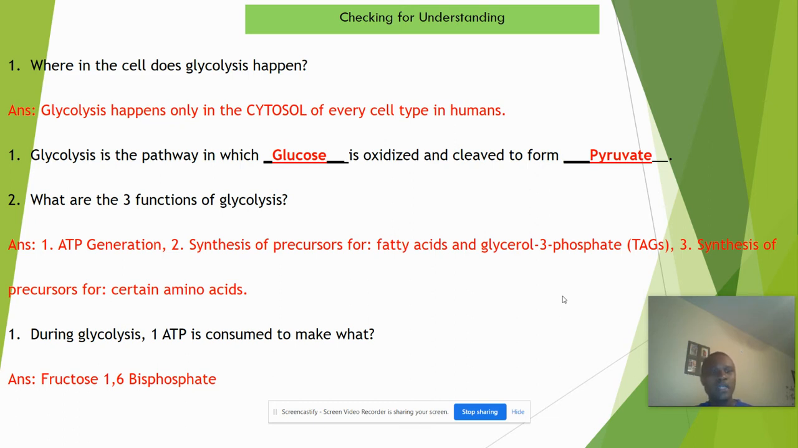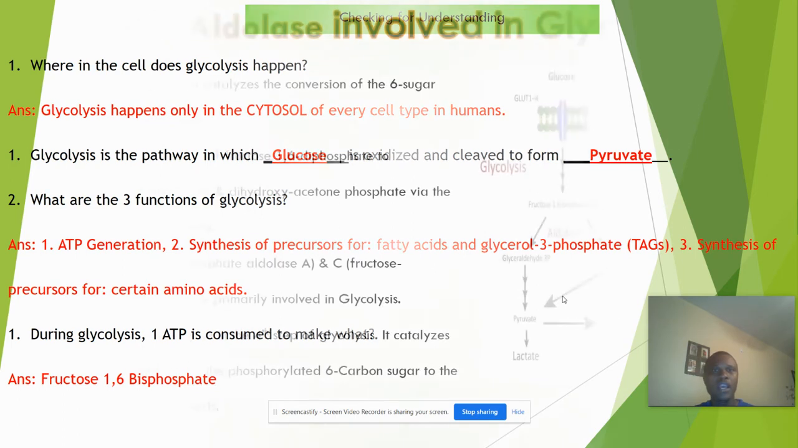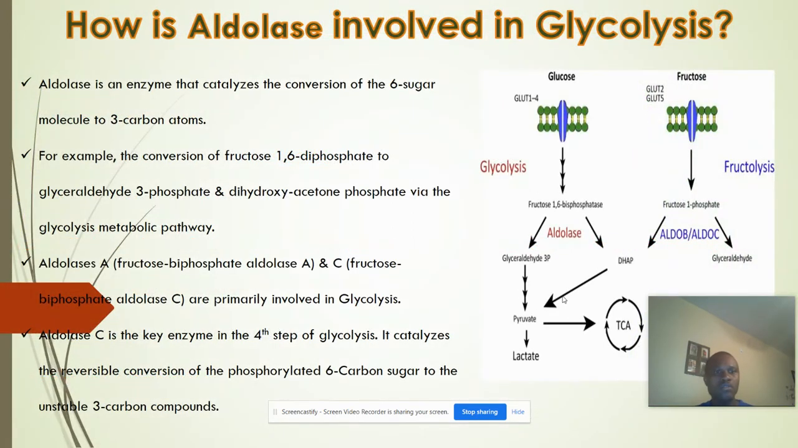Now, during glycolysis, one ATP is consumed to make fructose 1,6 bisphosphate. And because this reaction takes place twice, overall, two ATP molecules are consumed. All right. Now, let's look at how aldolase is involved in glycolysis. How is aldolase involved in glycolysis?